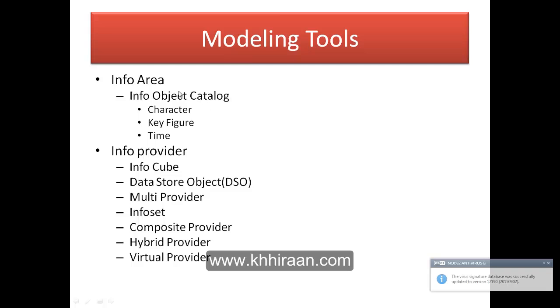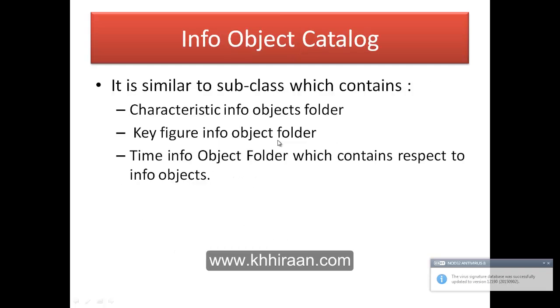InfoObject catalog. So we have three different types of catalogs available. Okay, so what is an InfoObject catalog? It is similar to a subclass which contains a characteristics InfoObject folder, a key figure InfoObject folder, and a time InfoObject folder, which contains the time InfoObjects.